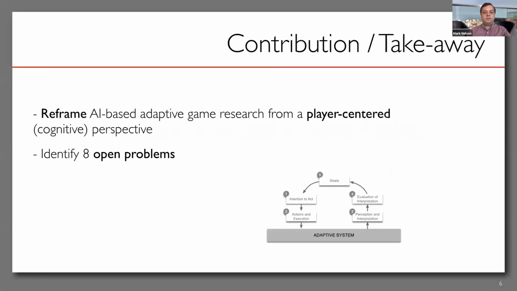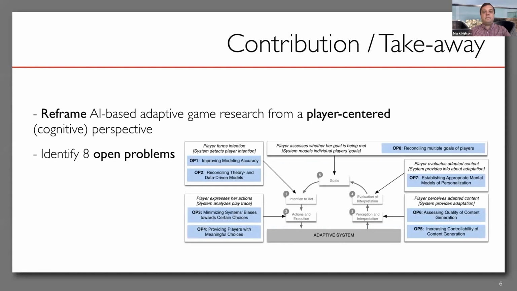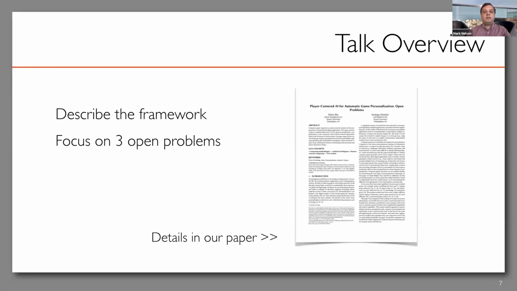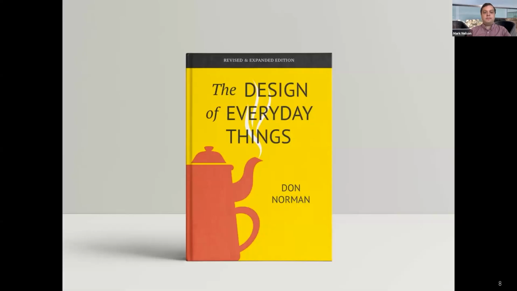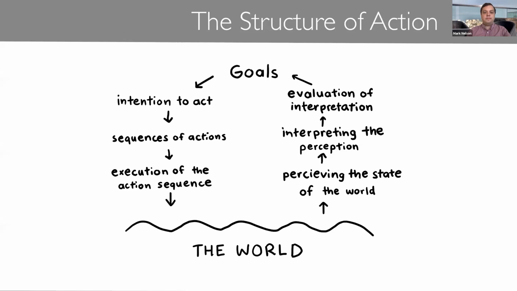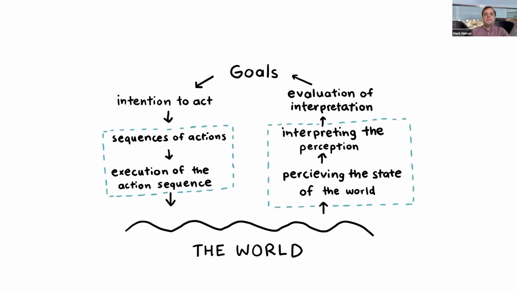This paper makes two key contributions. First, we reframe existing AI research on adaptive games through a player-centric cognitive perspective. Second, enabled by our new perspective, we identify 8 open problems. In this talk, I will first describe our theoretical framework. Given the time constraint, I will only focus on 3 open problems. More details can be found in our paper. Our framework is Norman's cognitive theory on the structure of action. This is Norman's theory. For the purpose of our paper, we will simplify this into 5 steps.